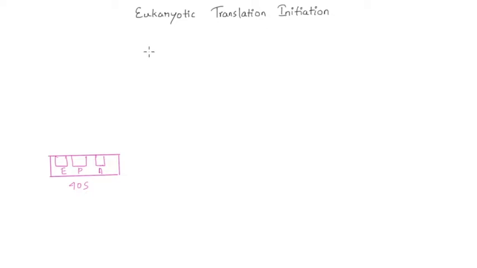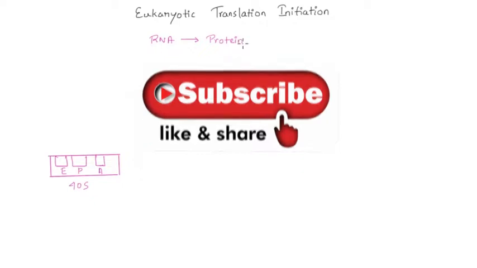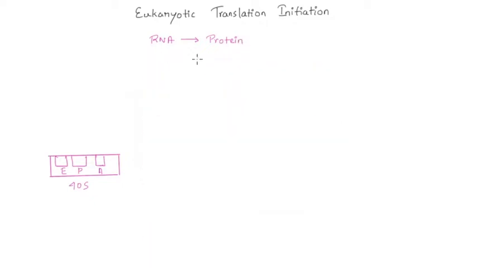So the process by which the information in the RNA is converted into a protein is called translation. And the whole process of translation goes about in 3 different steps. The first is initiation. The second is elongation. And the third is termination.